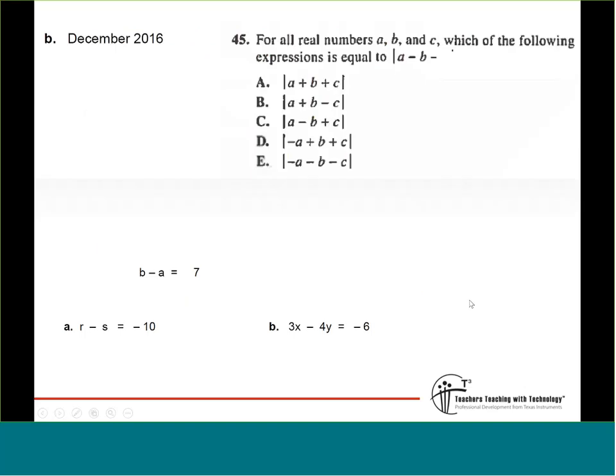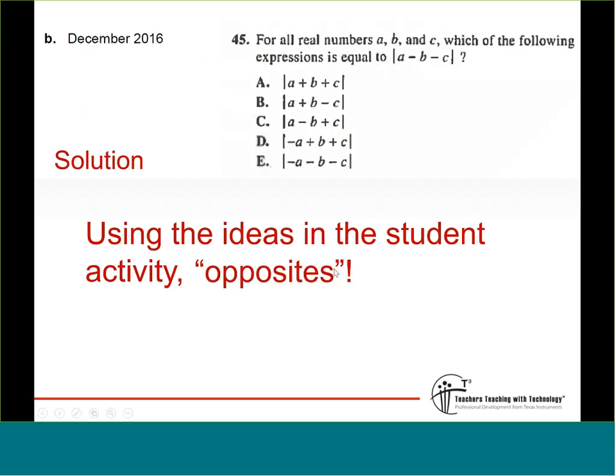So here's an example problem from 2016 when the test changed, which we thought was one of the hardest ones. Which of these are equal? If you know the ideas about opposites, D comes right at you. But if you don't, some students just say, I just don't get this one. We never did anything like this before. I have no idea, or they just guess.